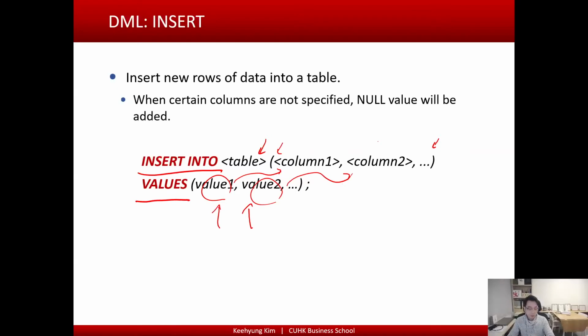Sometimes the table has multiple columns, and you may not want to add data into all the columns. Some columns you may want to leave empty. In that case, you simply skip that column name here. Then that column will be left empty when the new data is added into the table. I'm not going to show you too much detail about this here, but you can try it by yourself.